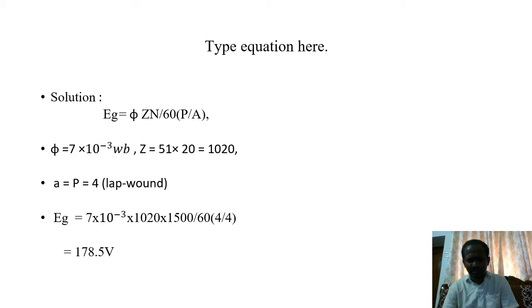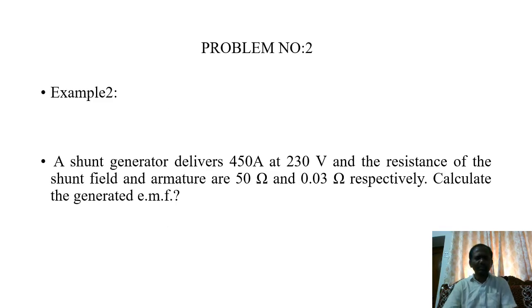Next one is example 2, problem number 2. What is given? The type of generator is given: shunt type generator. The shunt type generator delivers 450 ampere at 230 volts, and the resistance of the shunt field and armature are 50 ohm and 0.03 ohm respectively. Calculate the generated EMF.